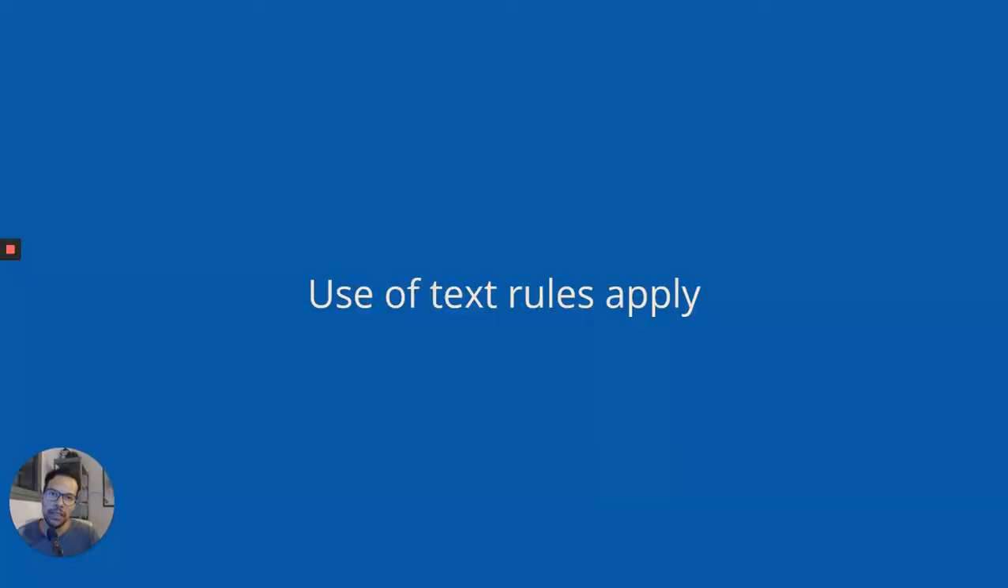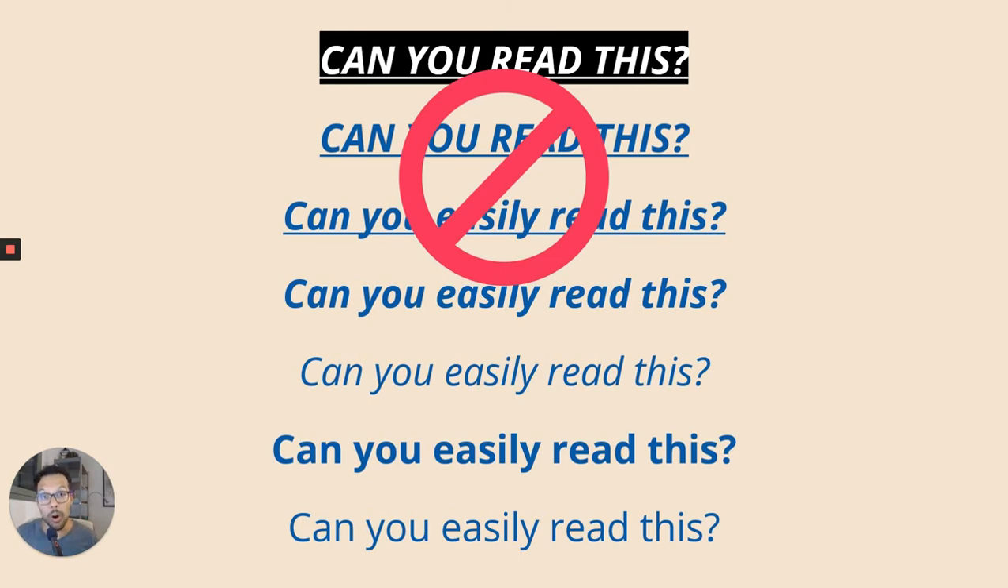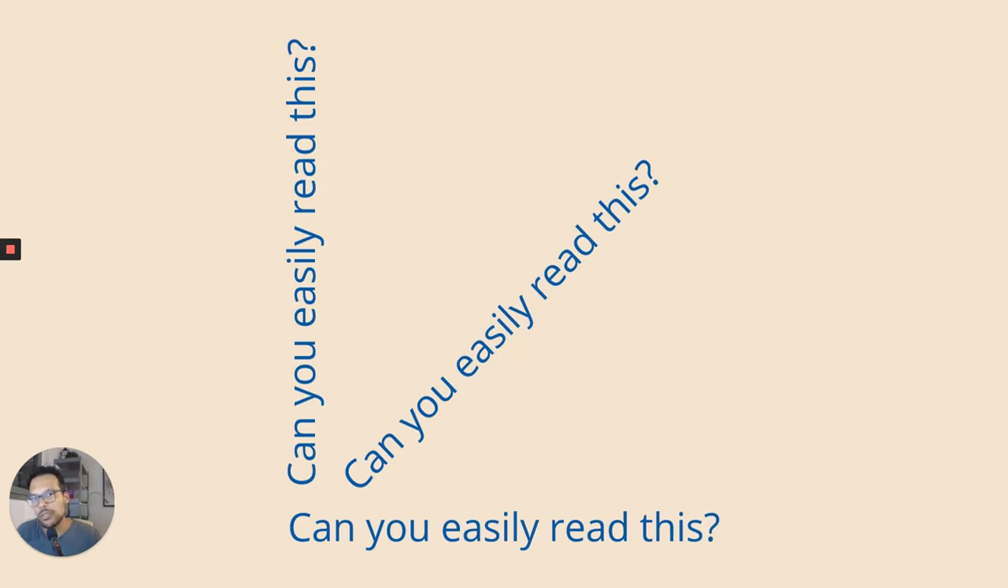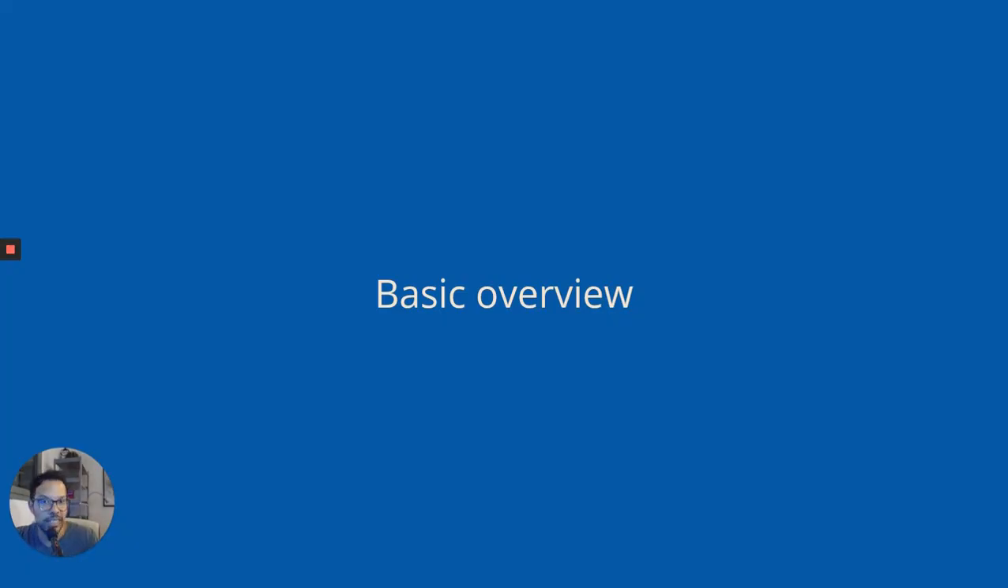Now with that said, you have to know that the rules for use of text apply here. Simply put, avoid all caps, and only use bold or italic when you want to highlight something, and never at the same time. Also try to avoid typing at an angle, as it makes it more difficult for people to read. So this is the basic overview.